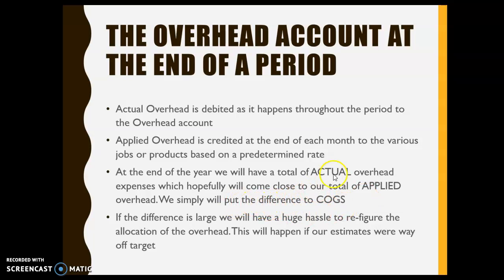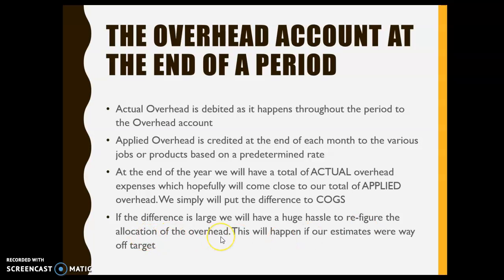And that difference between the actual and the applied, we're just going to stick that to overhead. If the difference is large, that means we messed up when we did the estimates. We weren't taking our time, we weren't being careful, or a bunch of stuff happened during this year that we didn't foresee and caused our applied amount to be vastly different from our actual amount by the end of this year. In that case, we have a huge hassle on our hands because we have to refigure every single job.